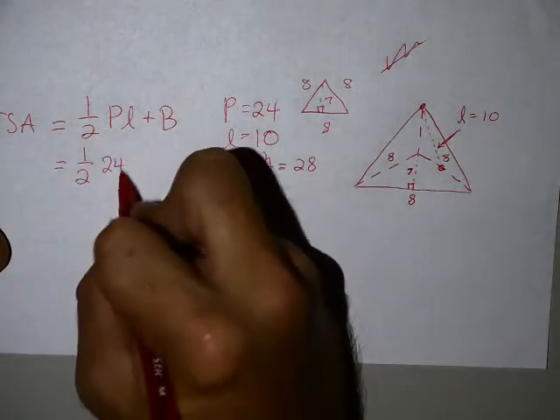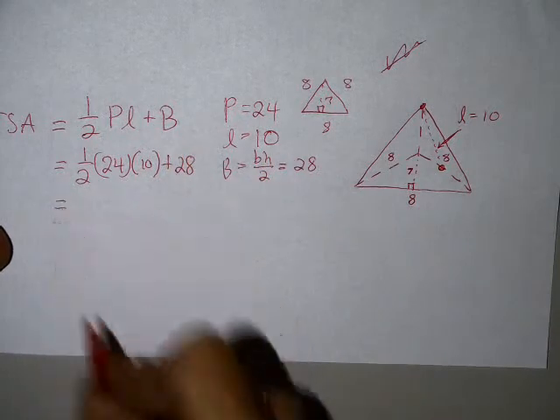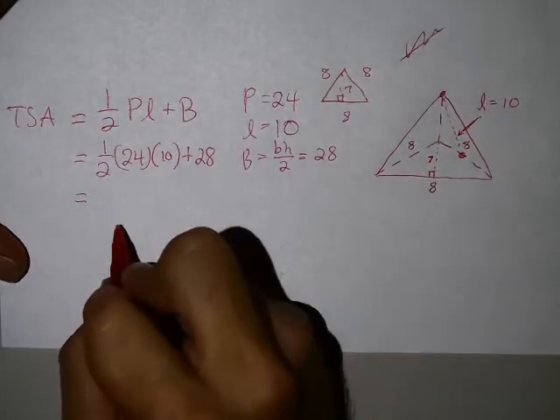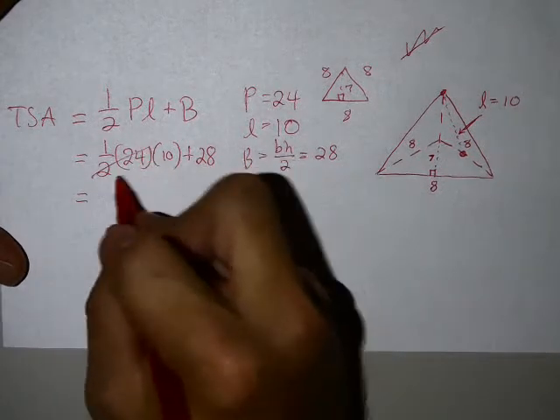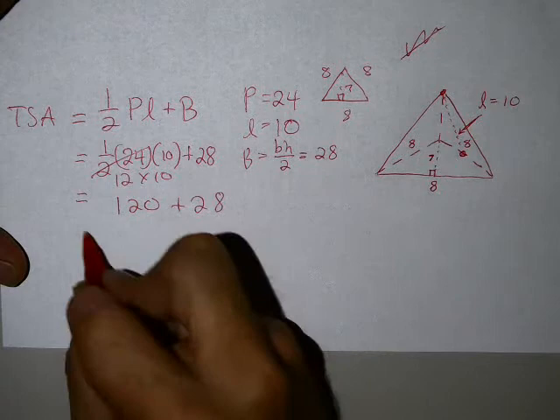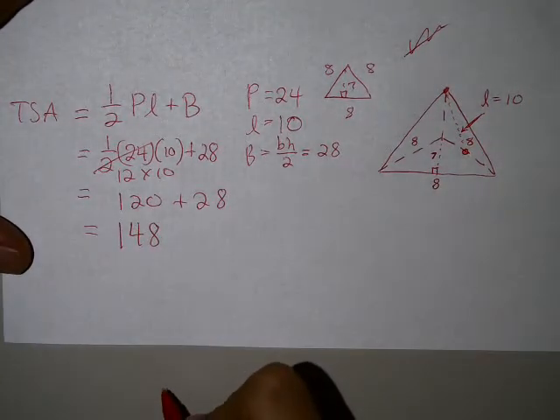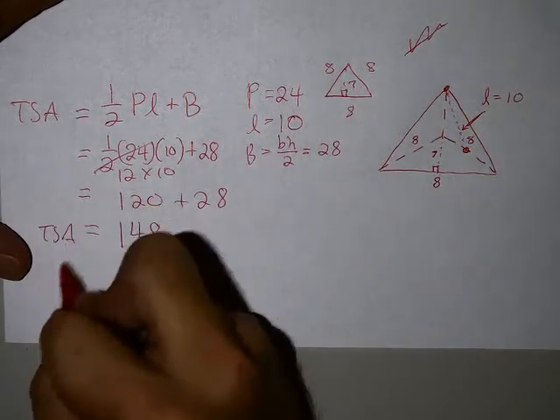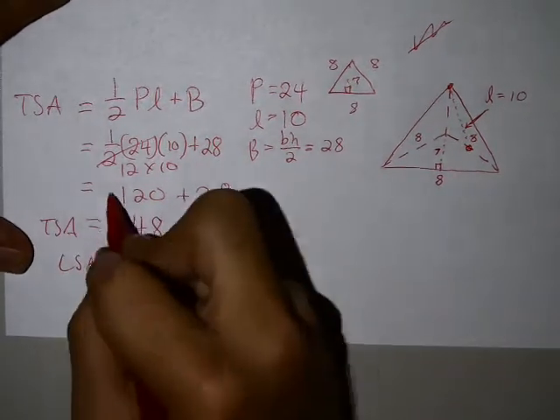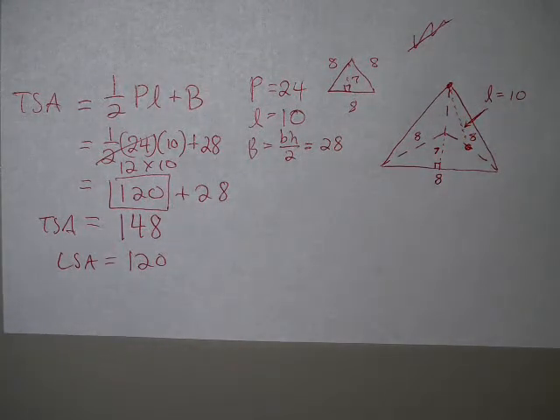1/2 of 24 times 10 plus the base 1 time, because there's only one of them. I'm probably going to do half of 24. That's pretty easy. That's 12. 12 times 10 is 120. Last step is adding that base 1 time. So I get a total surface area of 148. And if I had to find lateral, I just would have used this first part, which gives me an answer of 120. So again, just a quick review of all the different shapes that we have to deal with.